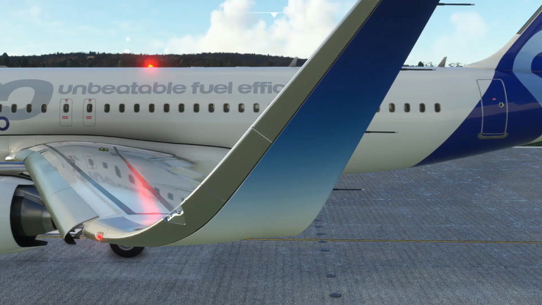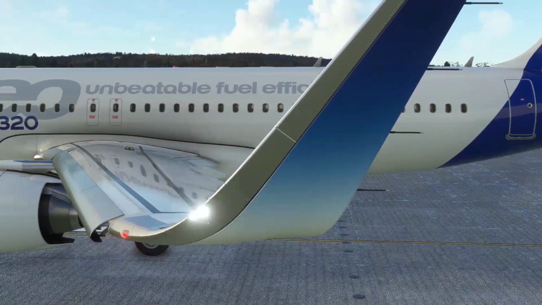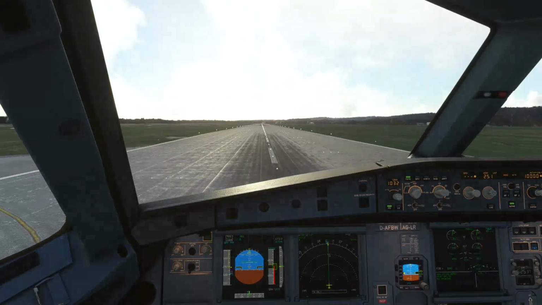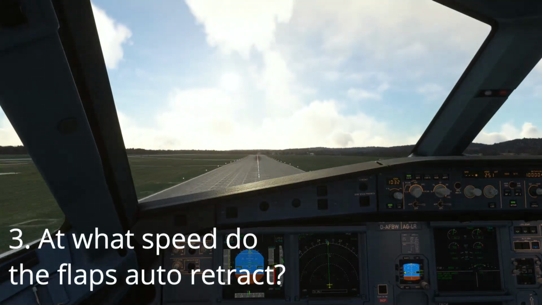On to question 3 then, and this question concerns the flaps of the aircraft. On takeoff, at what speed do the flaps automatically retract?